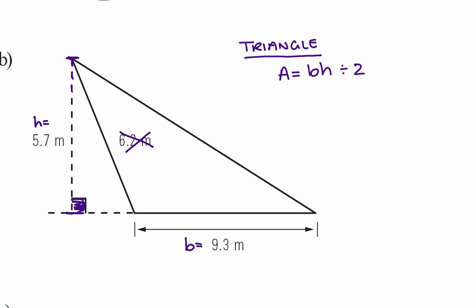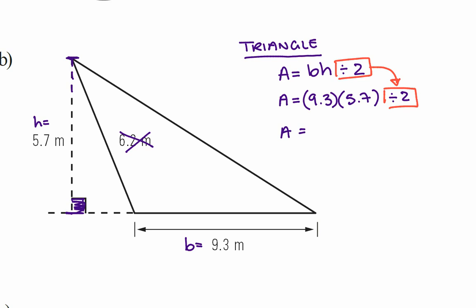So then I go to my triangle formula, making sure that I have the correct number for my base, which is 9.3 meters, and the correct number for my height, which is 5.7 meters. And then I saw people just multiply those together and forget about the divide by 2. If you got a divide by 2 in there, it's still a divide by 2 in the next step. So what is 9.3 times 5.7 divided by 2?